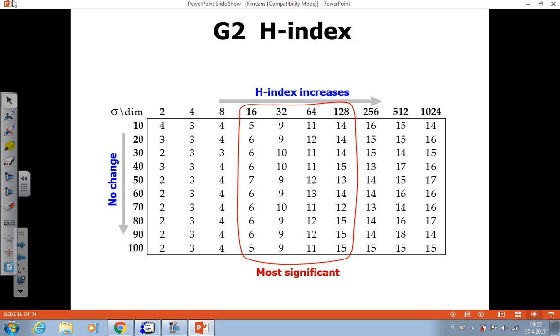And almost the same behavior actually is with the hub index, H-index here. So with dimensions 16 to 128, there is a stronger increase of this value, and as the dimensions increase after that, it's still increasing, but not as much. And the overlap doesn't seem to affect this index almost at all.